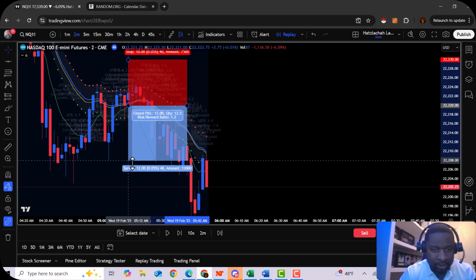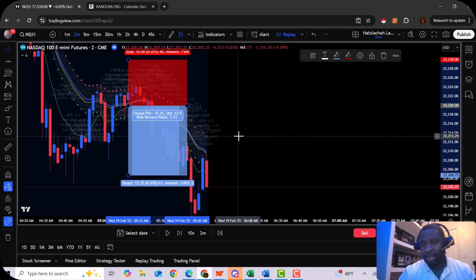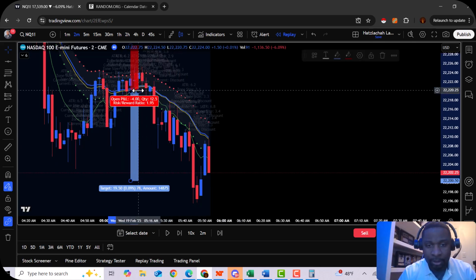Not quite. We wanted to at least go down to this level right here, which is a potential bounce point, which it did bounce at this level right here. Or you can just let it play out, but it depends on how much money you're actually risking. This is a winner, so let's just make that smaller here.